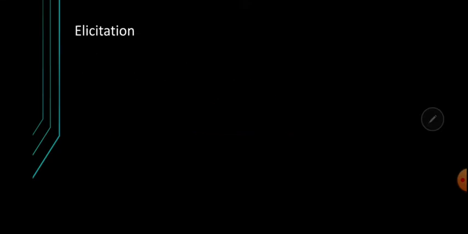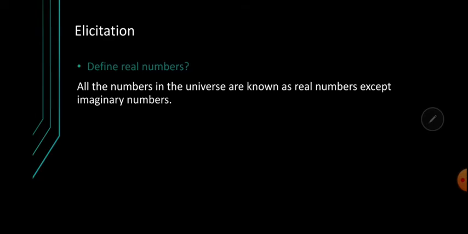Some of the definitions that are useful in today's lesson. What are real numbers? Real numbers are those numbers that have been invented till now. So all the numbers in the universe are known as real numbers except imaginary numbers. We will discuss these imaginary numbers in a later exercise. For now, all the numbers in the universe, or all the numbers on the number line, are real numbers.